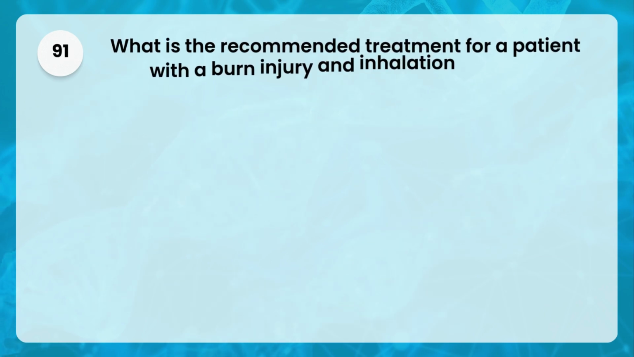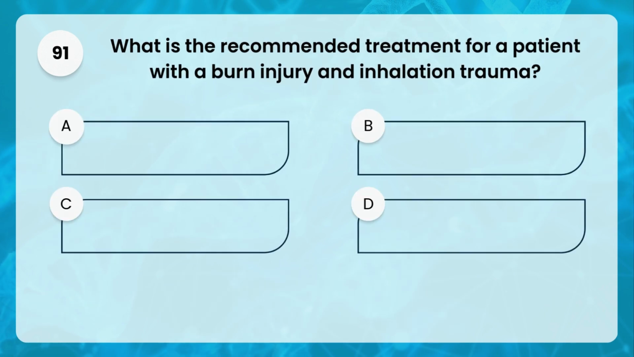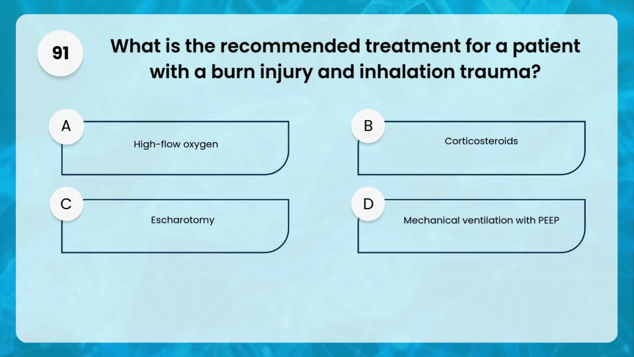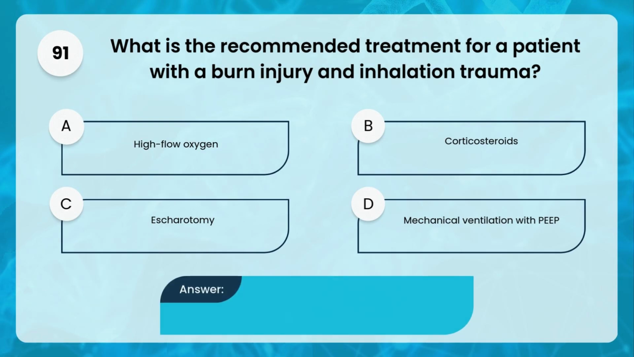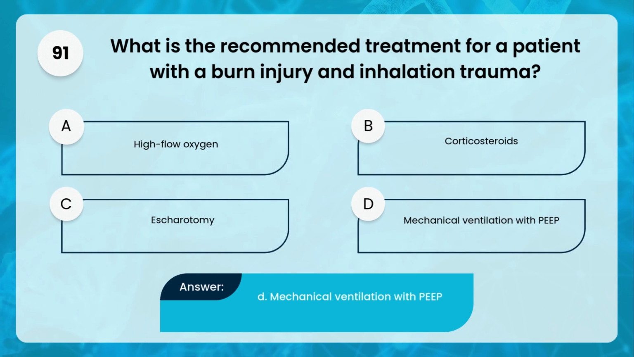91. What is the recommended treatment for a patient with a burn injury and inhalation trauma? A. High-flow oxygen. B. Corticosteroids. C. Escharotomy. D. Mechanical ventilation with PEEP. The answer is D. Mechanical ventilation with PEEP.